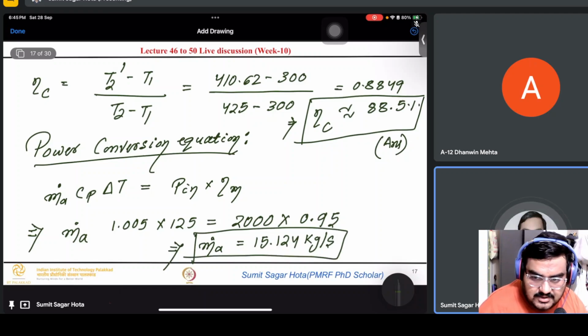So it's 15.124 meter per second, and I see the compressor isentropic efficiency is 88.5%.